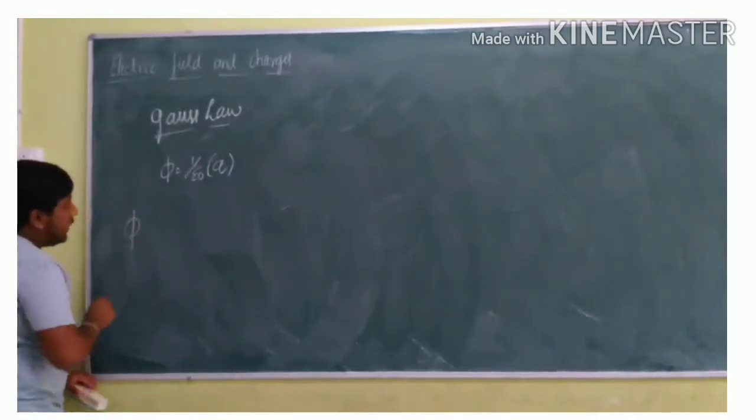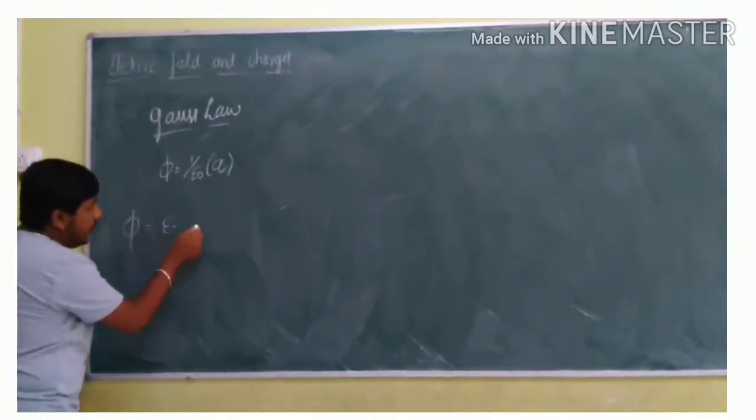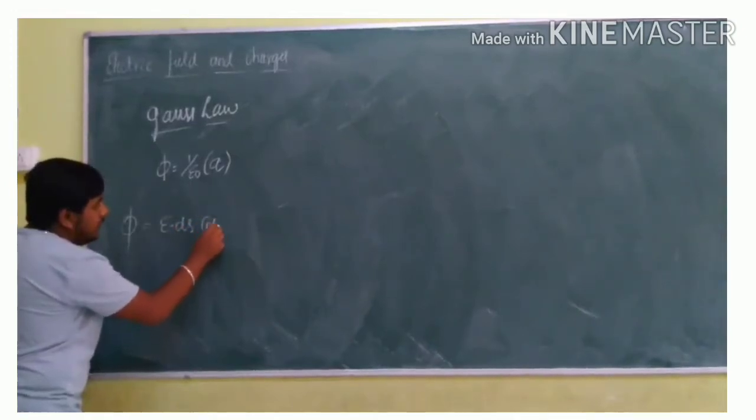So what is electric flux? Flux is equal to the product of E and area A, that is, E ds cos theta. This is the value of flux.